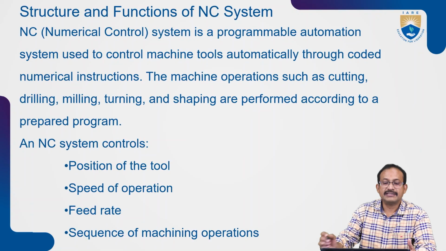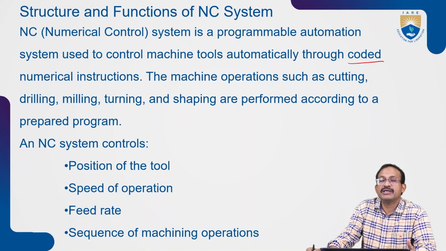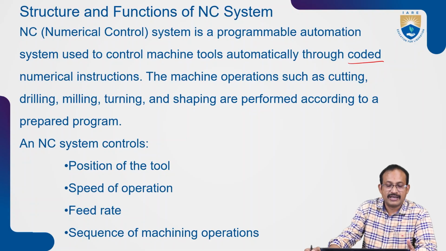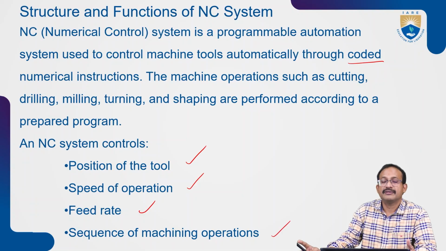NC systems. NC means numerical control system, a programmable automation system used to control machine tools automatically through coded numerical instructions. The machine operations such as cutting, drilling, milling, turning and shaping are performed according to a prepared program. So here we need to feed the program of instructions to the machine tools, rather than human intervention being involved in operation. An NC system controls the position of the tool, speed of operation, feed rate, and sequence of machining operations.